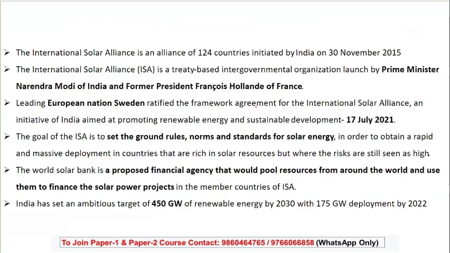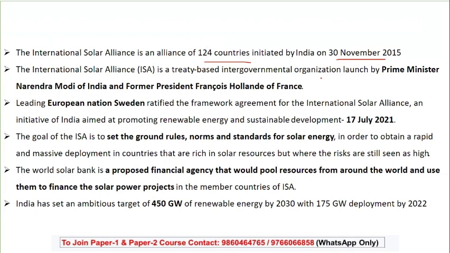Next comes the International Solar Alliance, as per the Environmental Act 1986, one of the concepts, which is an alliance of 124 countries, which was initiated by India on 30th November 2015. It is a treaty-based intergovernmental organization which was launched by Prime Minister Mr. Modi ji and the former President Mr. Francois Hollande of France. That is, between France and India, this treaty was signed.